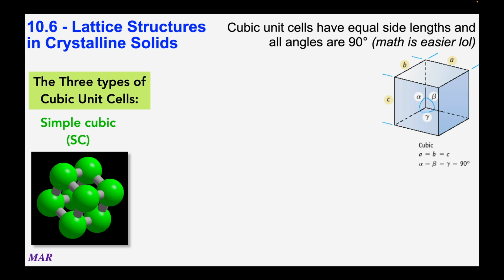A simple cubic cell just has an atom in each corner of the cell. So there are 8 corners in a cube. Each of them has an atom there. That's called the simple cubic, and it is the simplest one, as we'll see.